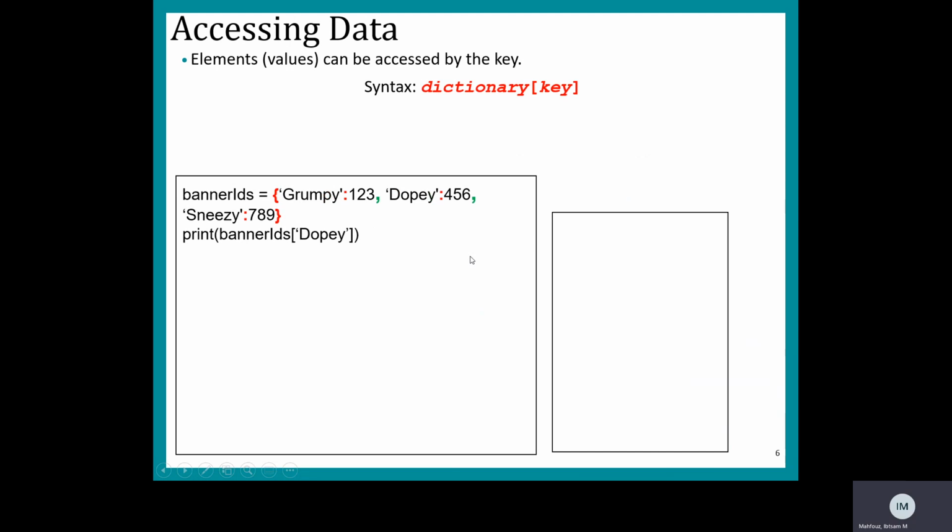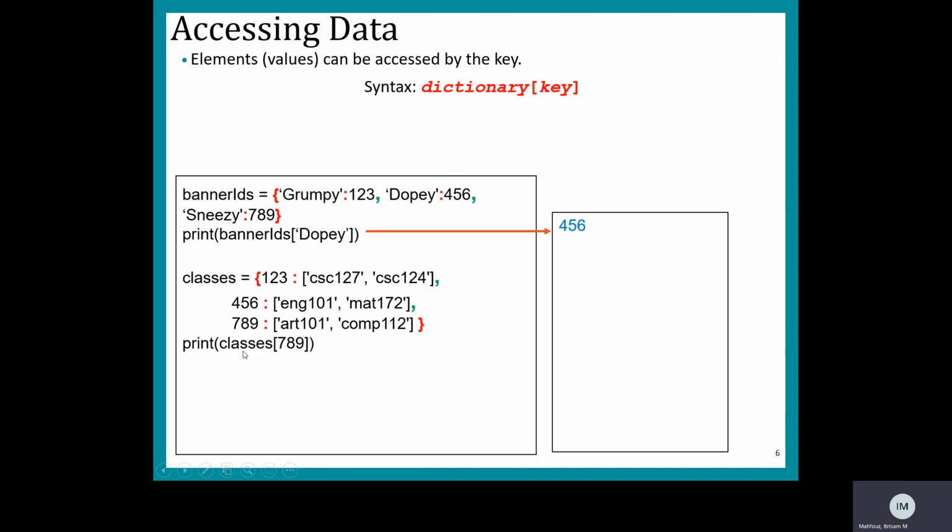Now, what if I want to access data in a dictionary? We use the same format as we did with a string or a list. We put the dictionary name, and then in the square brackets, instead of putting the location like 0, 1, 2, 3, the index, we put the key. So here, if I come to banner IDs, which is the name of my dictionary, and say I want you to print what is at Dopey, it's going to search for Dopey, see what is stored at Dopey, and print out 456.